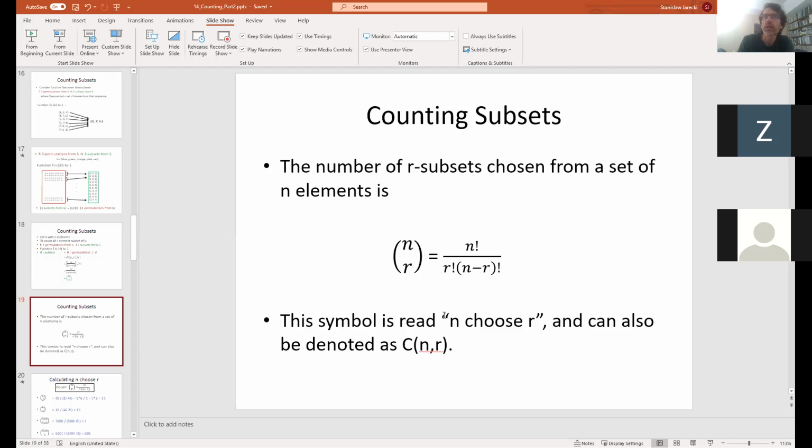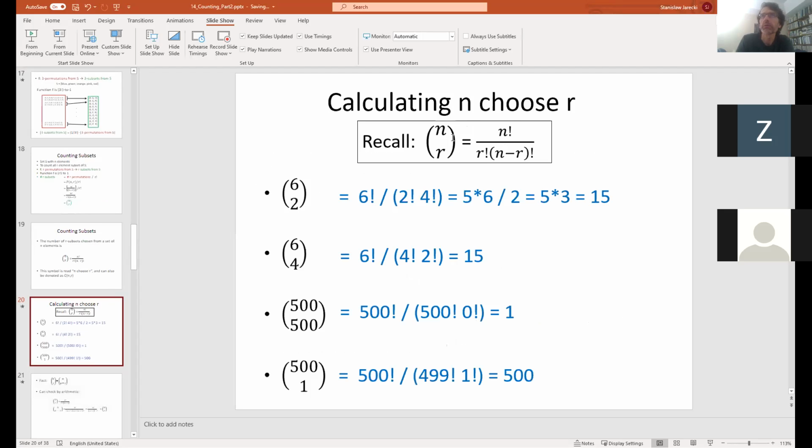N choose r. Another notation is, people also write this C(n, r). I think the book doesn't do that, but it's a sort of parallel notation to the permutations P(n, r). I don't like this notation. I never use it, but some people like it. Okay, let's see how. So again, n choose r is the number of r element subsets in an n element set.